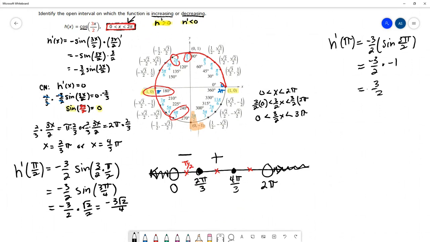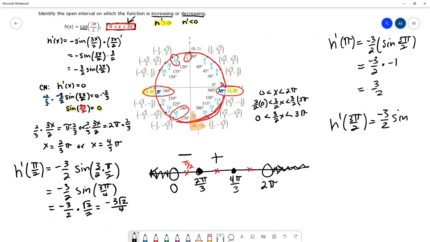We have one more interval to test. We need to test from 4 pi over 3 to 2 pi. This is 2 pi, so we need to pick a test point somewhere along this section here. So to pick a test point somewhere in that interval, how about 3 pi over 2? We're going to do h prime at 3 pi over 2.